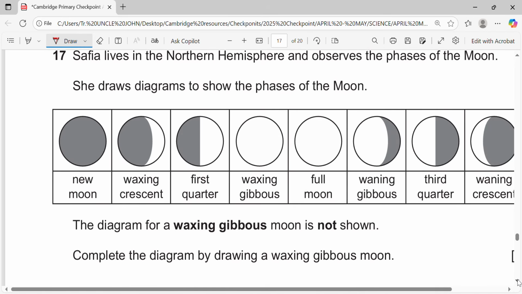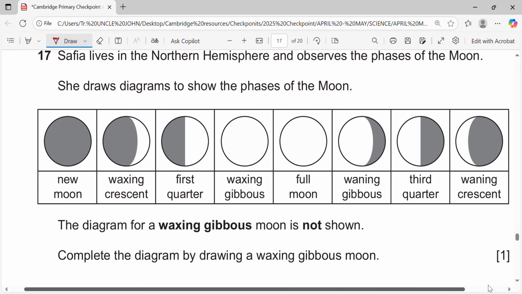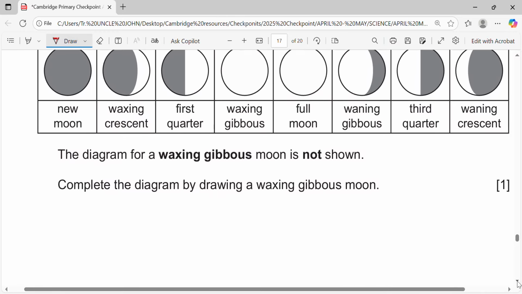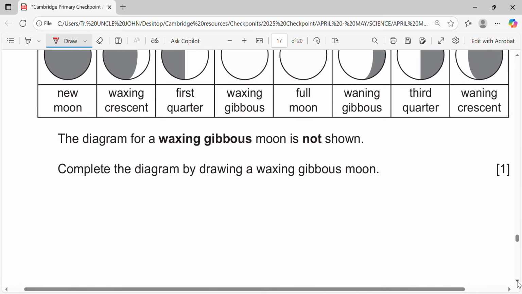Then 17. Sapphire lives in the north hemisphere and observes the phases of the moon. She draws diagrams to show the phases of the moon. This is new moon, waxing crescent, first quarter, waxing gibbous, full moon, waxing gibbous, third quarter, waning crescent. So the diagram of a waxing gibbous moon is not shown. Complete the diagram by drawing a waxing gibbous moon.